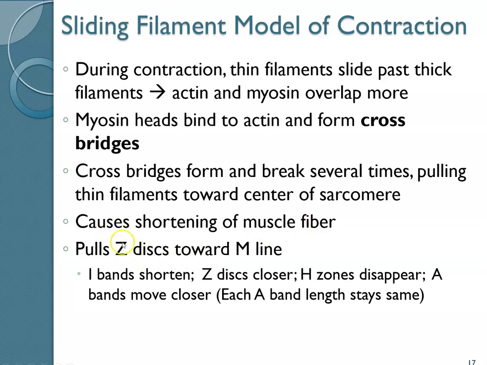So Z discs, the ends of the sarcomere, are pulled towards the middle, the M line. The I band, which has no thick filaments, just thin filaments, will shorten because we're going to have more overlap. That means there's going to be less unoverlapped, if you may, actin filaments. Okay, so Z discs get closer together because sarcomeres are shortening. The H zone disappears. A bands actually move. The length does not change, but they move closer.